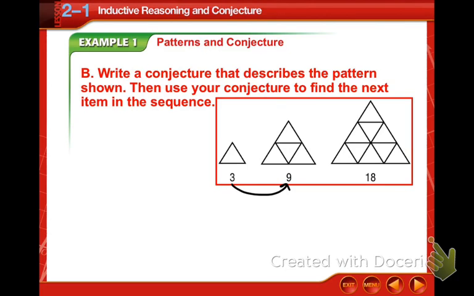So from 3 to 9, from 9 to 18, let's see, 3 plus 6 gets us to 9. 9 plus 9 gets us to 18. Could be that. Let's look at multiplying. 3 times 3 gives us 9. Okay. 9 times 2 gives us 18. So 3, 2, if we go to 1, the next one's going to be 18 again.